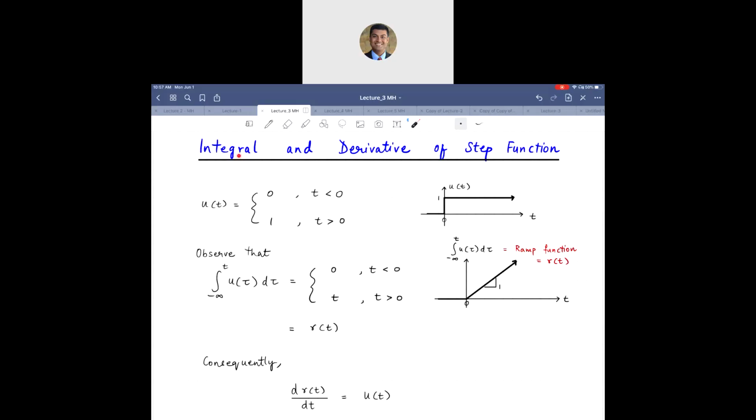So we are coming back to the question of what happens when you integrate the step function. When you integrate the step function from minus infinity to some stopping time t, you are expressing it as the integral of u of tau d tau. As long as t is less than 0, it is going to be 0. As you can see, when you are here, you don't accumulate any area. And as you go to t greater than 0, the area that you accumulate will be positive, and it will be linearly increasing with a slope of 1. That, by definition, is the ramp function r of t.